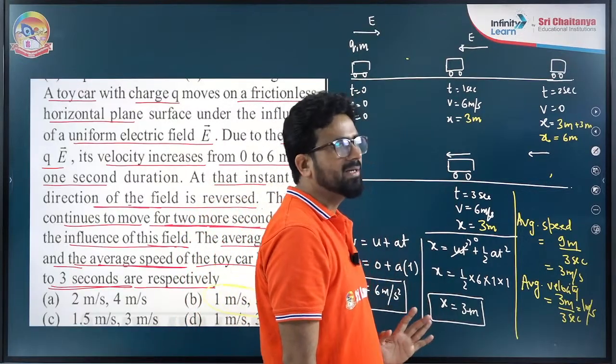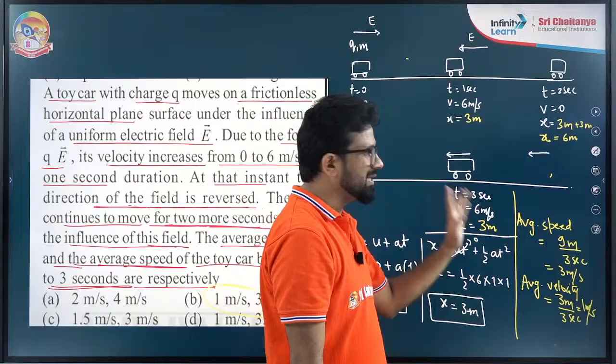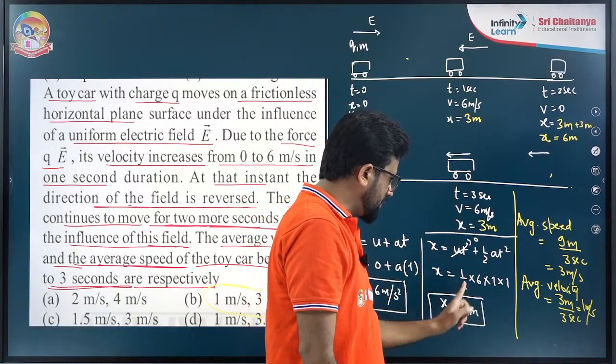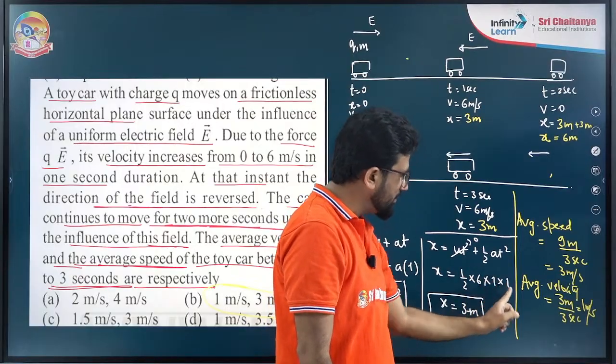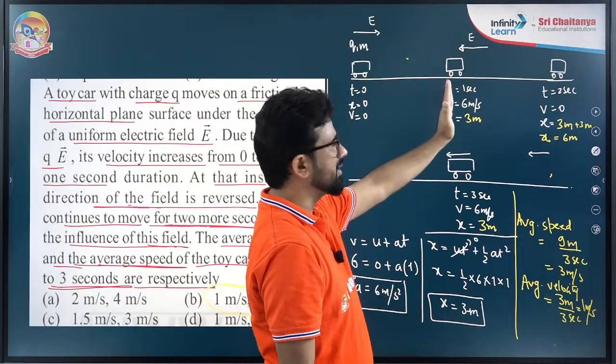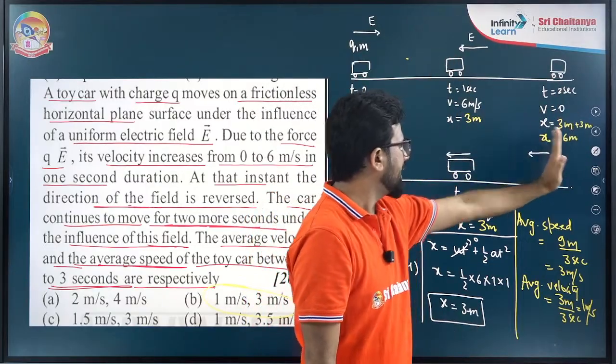Using this we can calculate x. x equal to ut plus half at square. Here to here, how much x is there? So u is 0, 1 by 2 into 6 into 1 square. That becomes x equal to 3 meter. That means here to here 3 meter. Again this would be 3, again this would be 3.